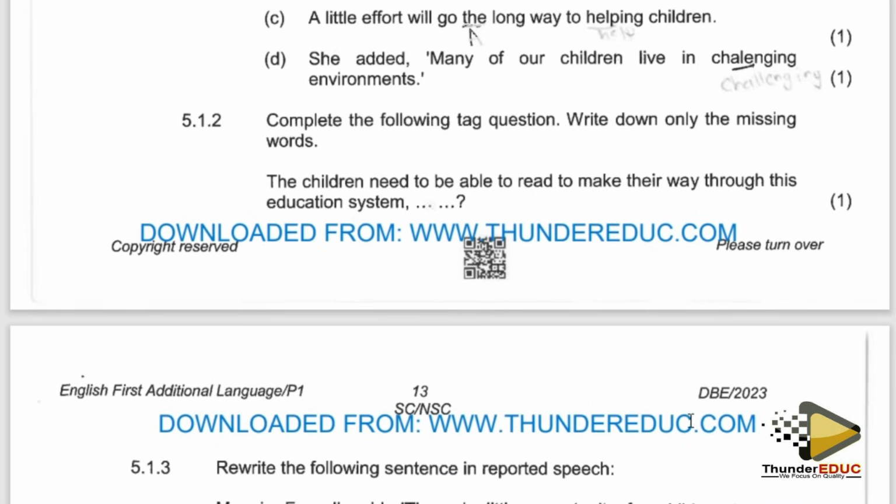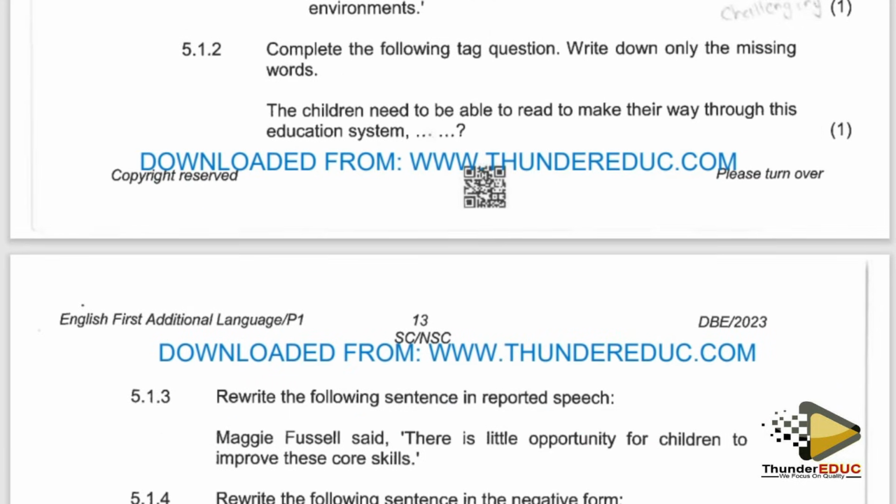Right, complete the following tag question. Write down only the missing words. The children need to be able to read to make their way through this education system. So now we are supposed to add a tag question to the end of the statement. Our tag will be "don't they." The children need to be able to read to make their way through this education system, don't they? That's our tag.